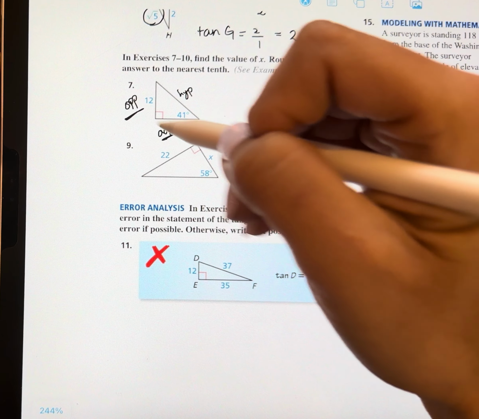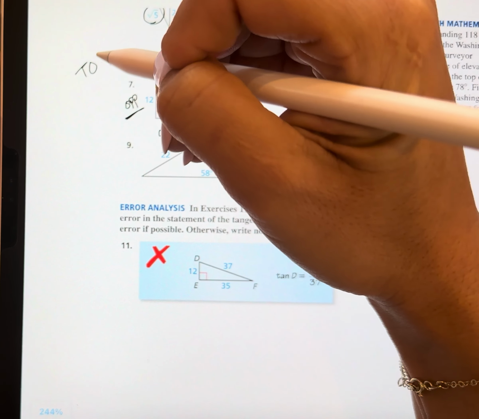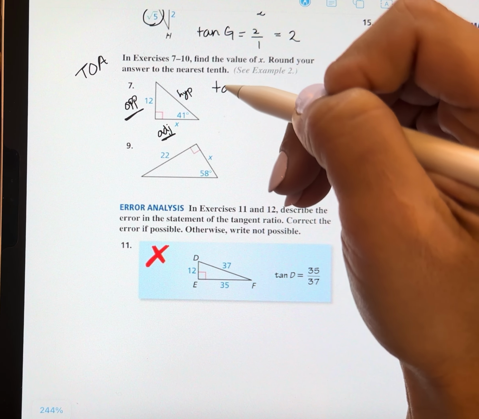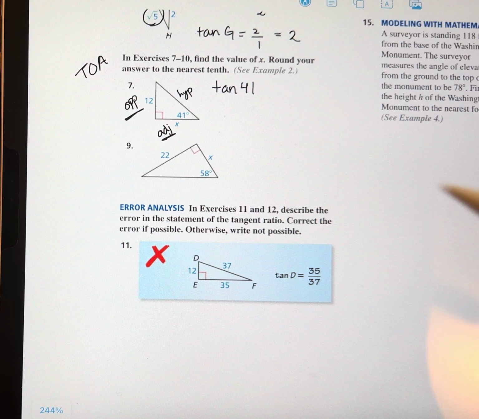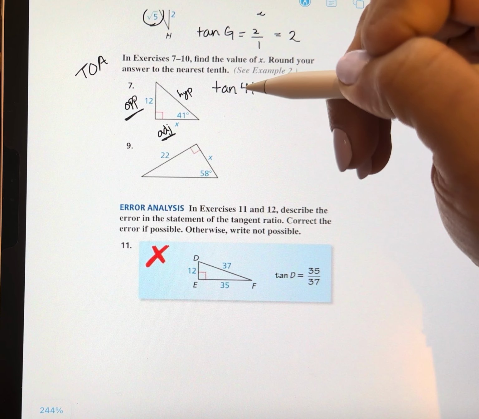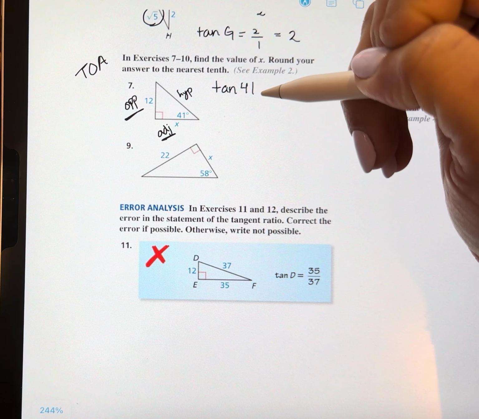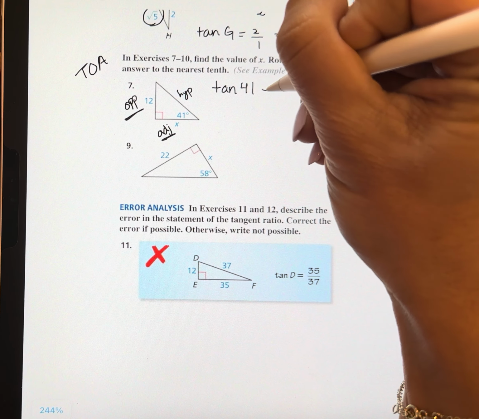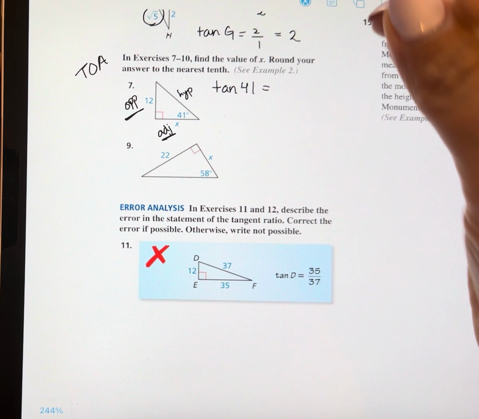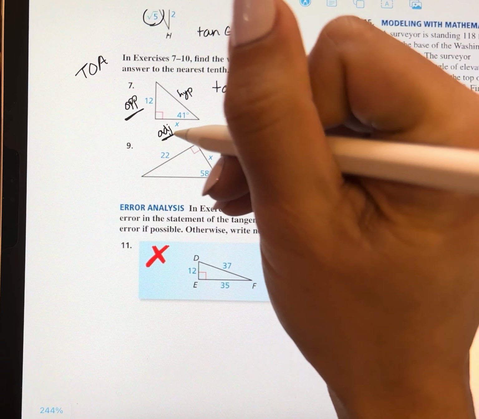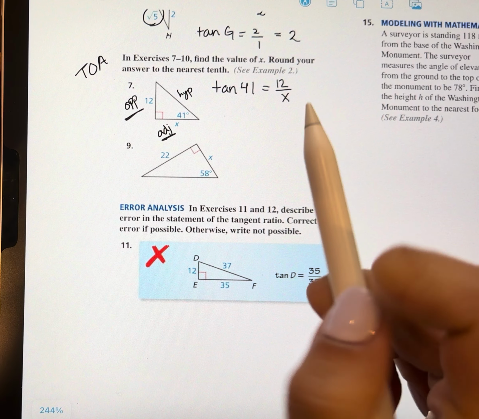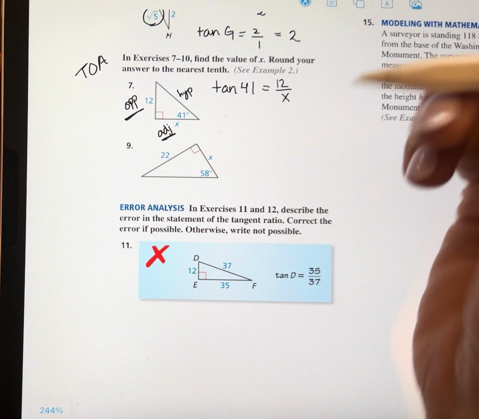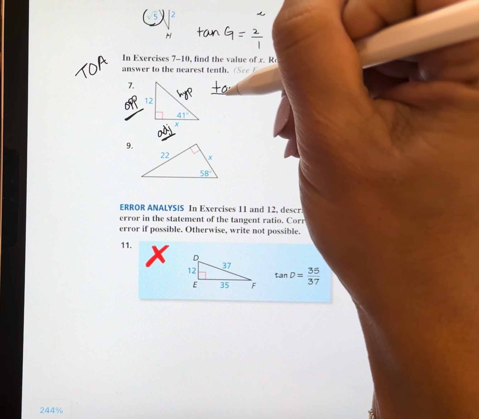So when I see opposite and adjacent, I think TOA: tangent, opposite, adjacent. So I will take the tangent of 41. You always take sine, cosine, or tangent of an angle, okay? Only angles go inside trig functions. Tangent of 41 equals opposite, which is 12, over adjacent, which is x. Now when x ends up on the bottom like this, what we can do is cross multiply. That's one option.